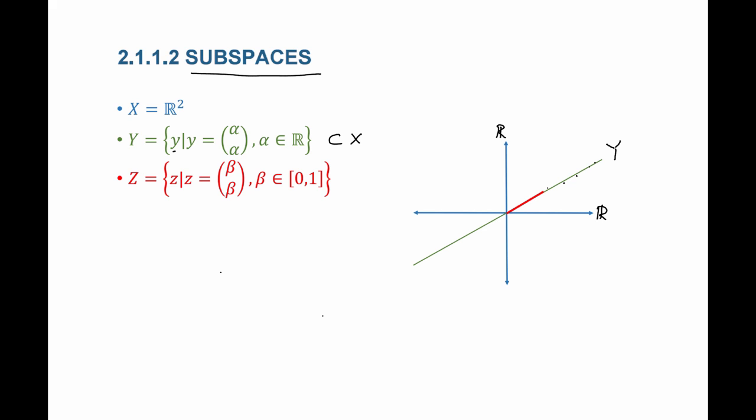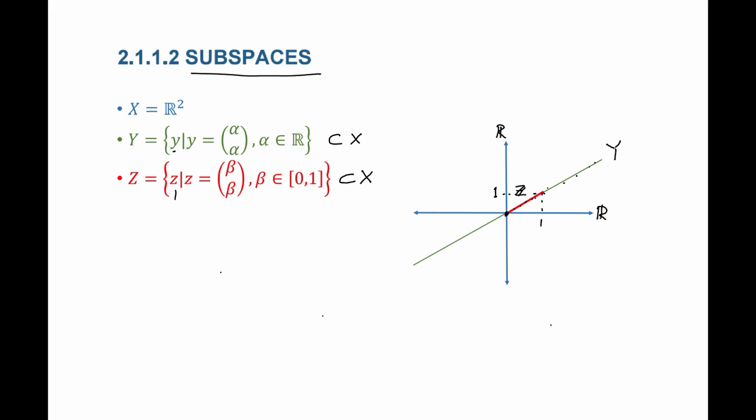Another set is the set z, with vectors small z having components beta, beta, where beta is between 0 and 1. So the red segment here represents the set z from (0, 0) to (1, 1). So any point here is represented by a vector in the set z. So z is also a subset of x.